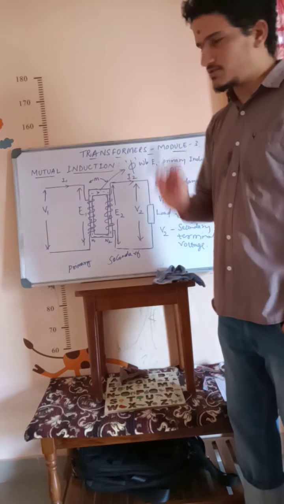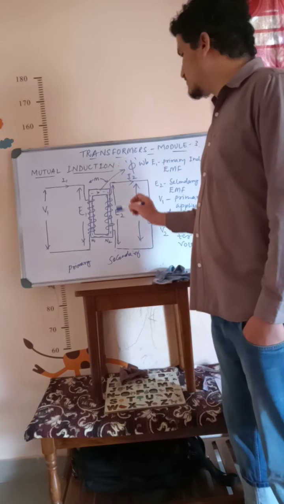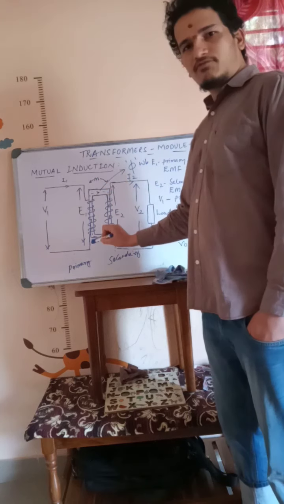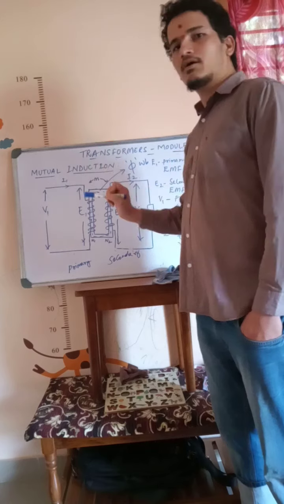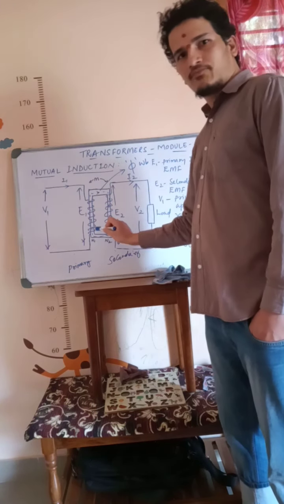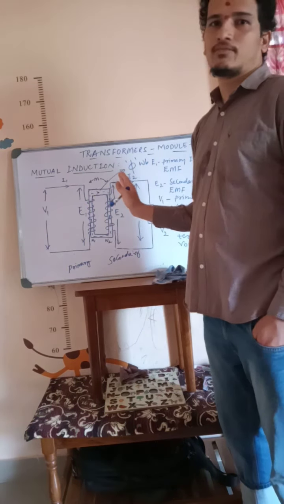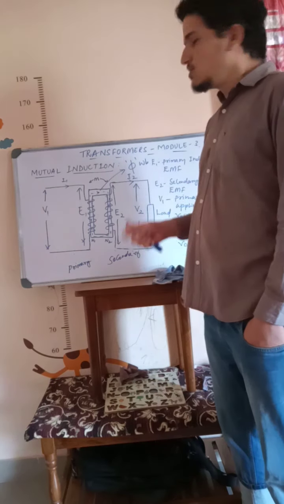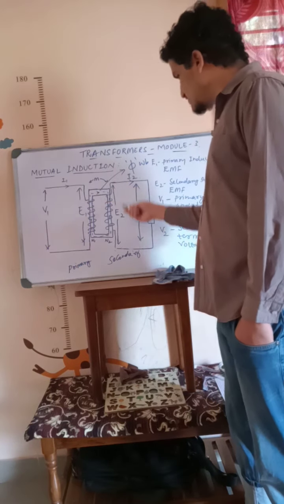This is the phenomenon that is taking place in the primary coil, that is self-induction. So what is mutual induction? Mutual induction is a phenomenon due to the current flowing in the primary coil and the flux produced, an EMF is induced in the secondary coil or the neighboring coil. That phenomenon is called mutual induction. So when you pass a current in the primary, an EMF is induced in the secondary.